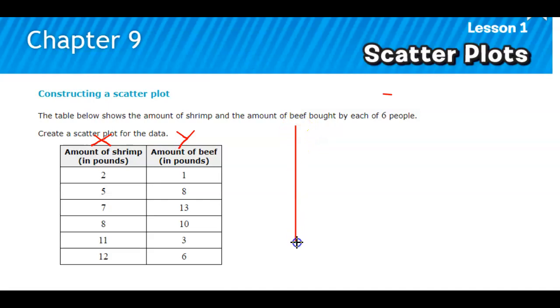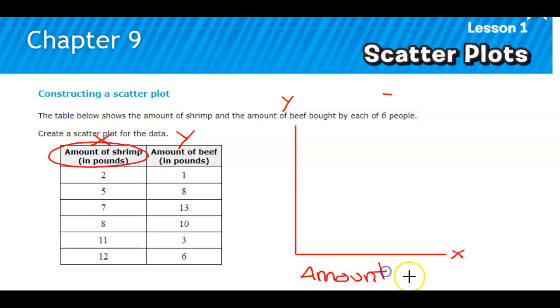So let's do a straight line right there, and let's do a straight line going out that way. And the vertical line, you guys, is the y-axis, and the horizontal line is the x-axis. Now, the data that needs to go on the x-axis is the amount of shrimp in pounds. So we could say amount. Good luck writing amount of shrimp with this digital pen here. Amount of shrimp, why don't we do that?